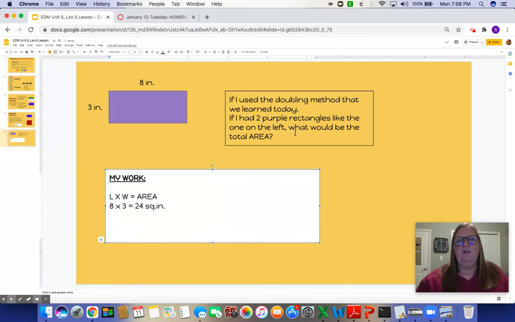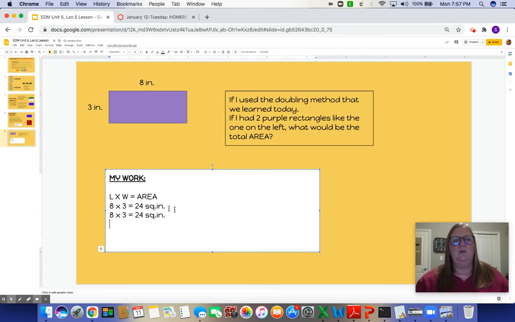Now, since I want to find the area of 2 rectangles, I'm doubling that. I'm going to do that same problem again. 8 times 3 equals 24 square inches. And now I'm going to simply take my answers and add them together. 24 plus 24 equals, and I'll give you just a minute to think about that. 24 plus 24 equals 48 square inches. So our answer to if I had 2 purple rectangles, what would be the area? It would be 48 square inches.